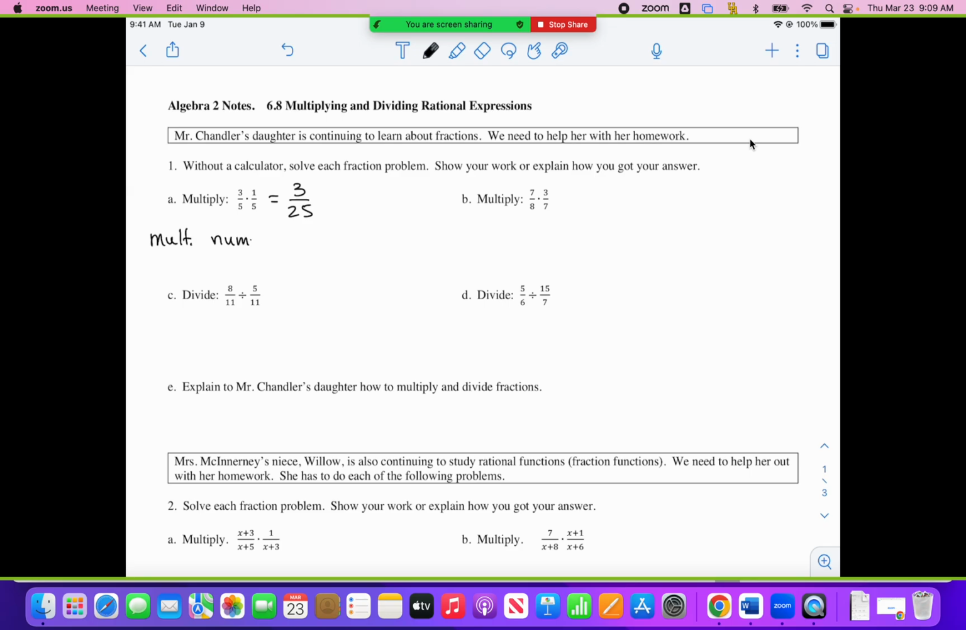Multiply your numerators. Multiply the denominators. That is it. Now, in letter B, though, you can actually do a step. Did anybody notice something you could do before you did the multiplication? Mia, what'd you do?